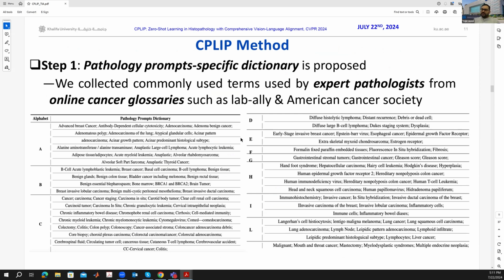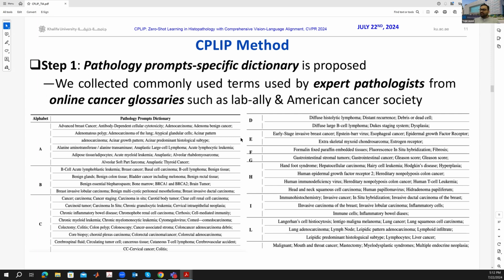To fine tune any vision language model, we need a prompts specific dictionary, more related to pathology. Why do we need that? Because we do not have a ground truth textual description from expert pathologists. So we want to start our algorithm by first proposing a pathology prompt specific dictionary, and we have collected some commonly used terms used by expert pathologists from online cancer glossaries such as LabLI and American Cancer Society.